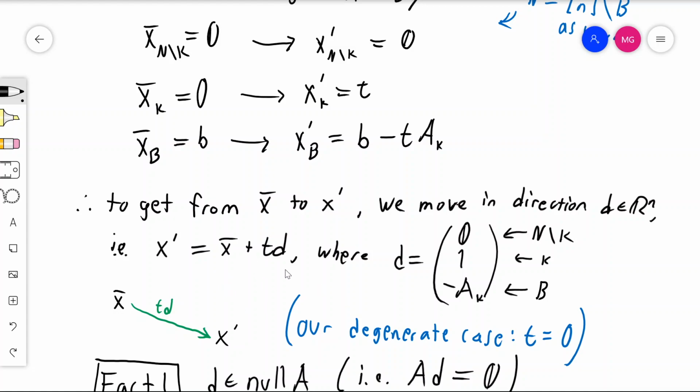Now, again, in our case, t is 0, so there's no constraint on what d is. But in general, t doesn't need to be 0, and so I do have a constraint on what d is. But in either case, this d does satisfy what we're after. And in general, this is the only d that satisfies it. So this genuinely is always the direction d. It's given by this.